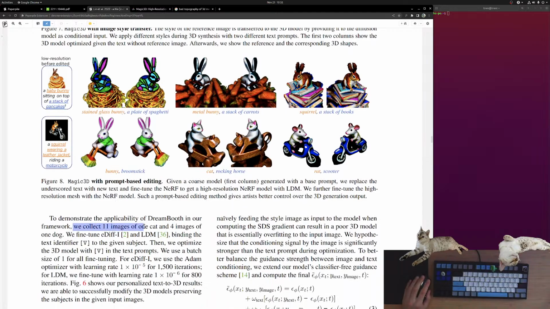We collect 11 images of one cat and 4 images of one dog. Fine-tune eDiff-I and LDM, binding the text identifier V, right, to the given subject. They call it binding. It's kind of an interesting word. I haven't heard the word bind in that context.